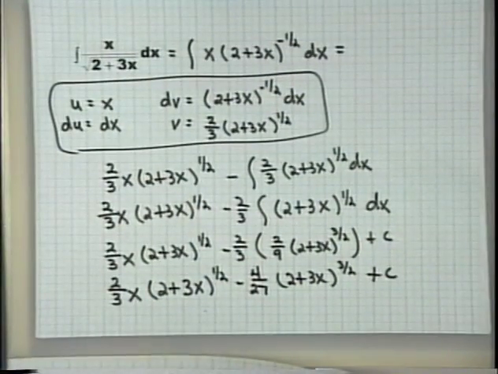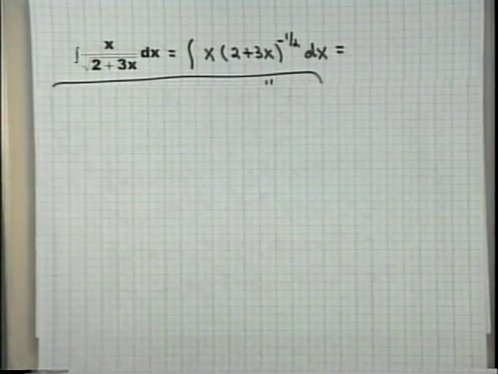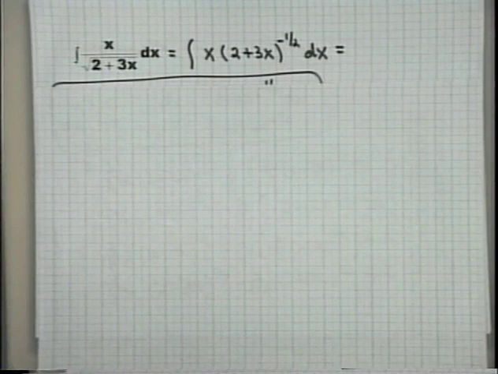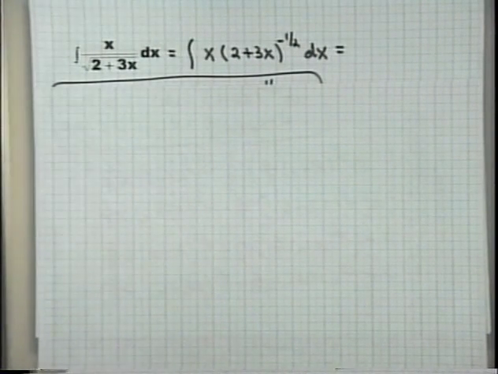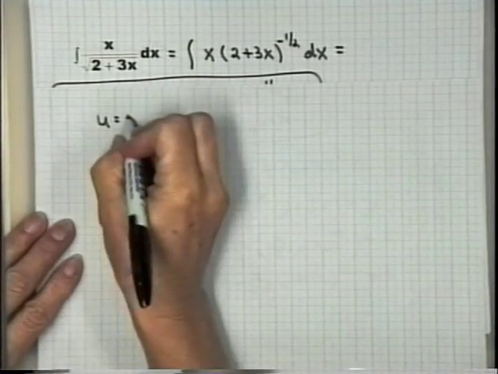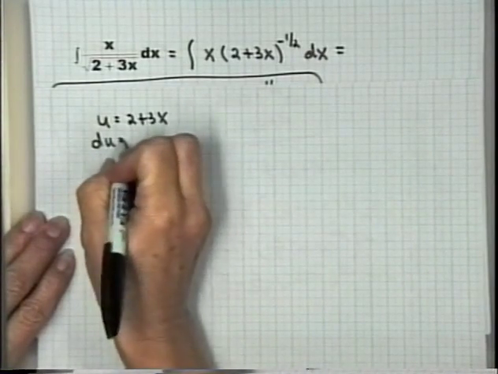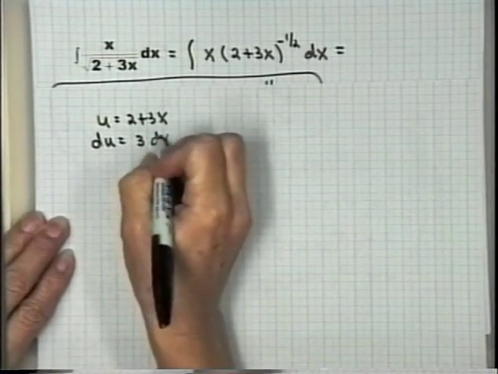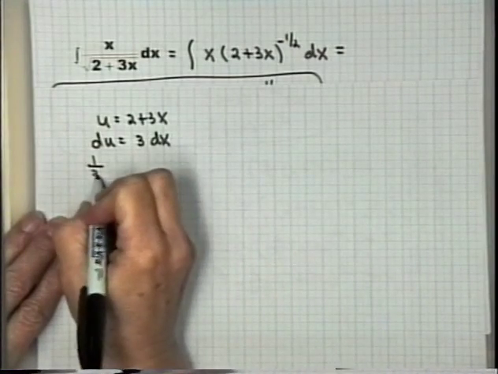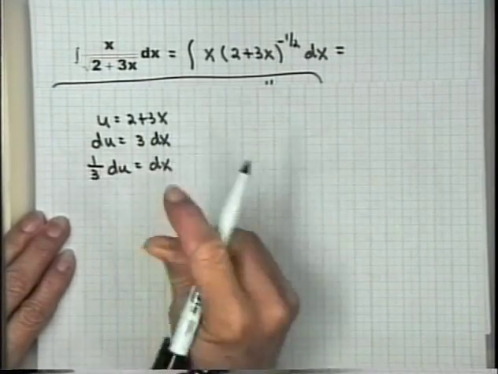Completed the problem doing the parts. I want us to look at doing this problem with just a straight u substitution, and we're going to compare our answers and see what happens. If we choose u to be 2 plus 3x, then du is 3 times dx, and I can solve for dx. 1/3 du is dx.